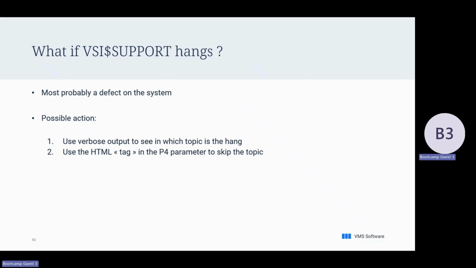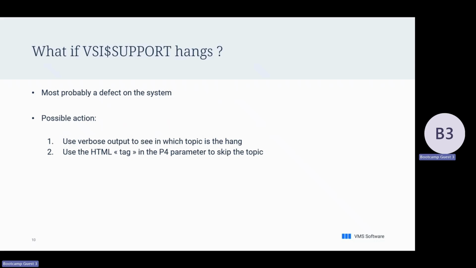Sometimes it happens that the procedure hangs, because usually when a customer call is open to VSI, there is a problem in the system. So it happens that a DCL command hangs somewhere, but we still need the report. You can skip the section where it hangs, and we can have the rest of the report. For that, you are going to use the parameter.